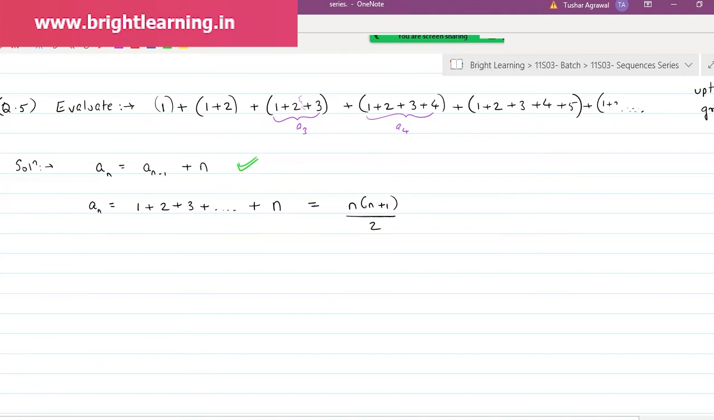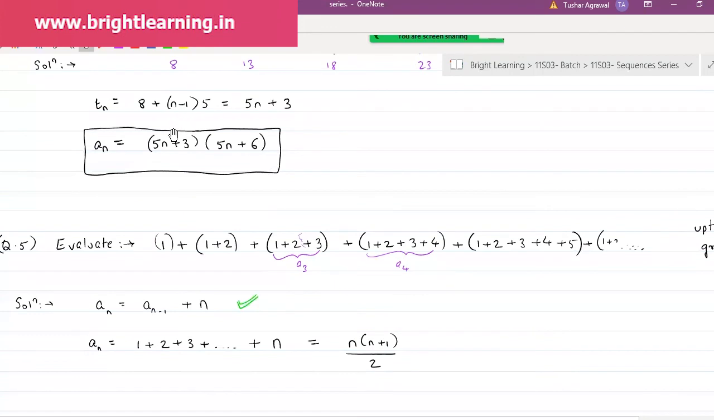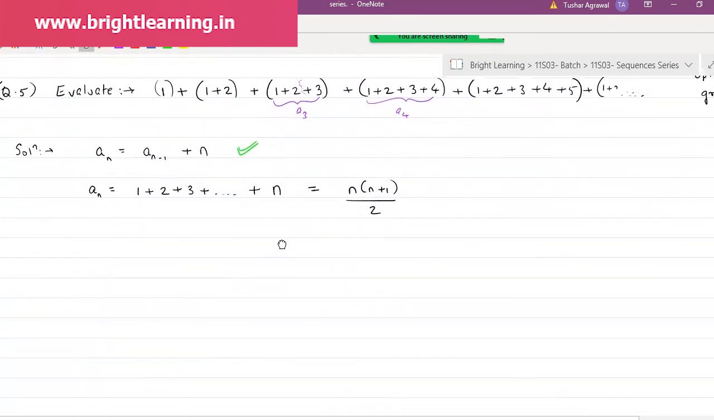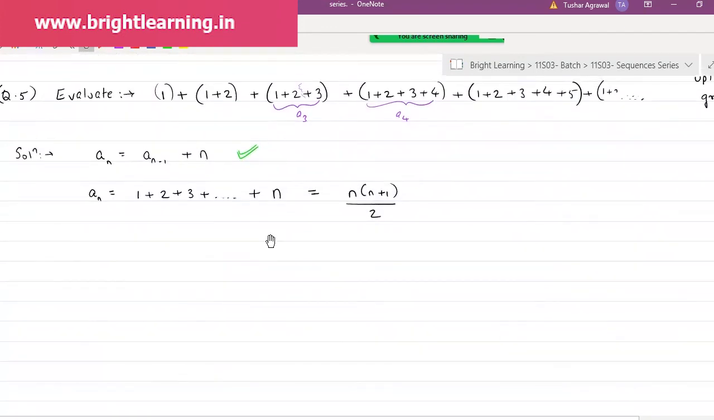Nth term you got as a mapping, n into n plus 1 upon 2. These are the mappings that we are finding out. Got it?